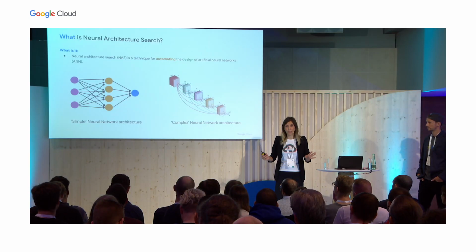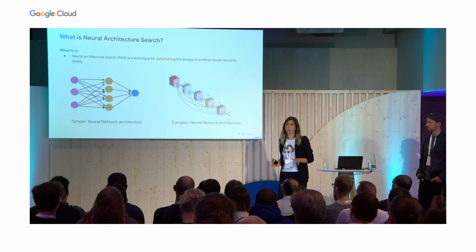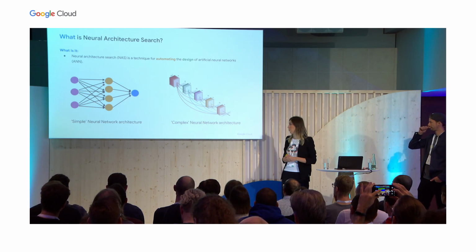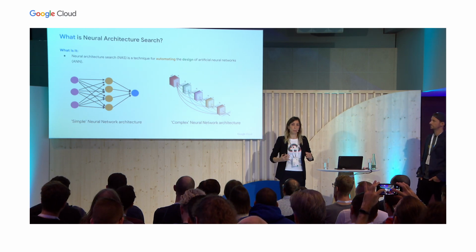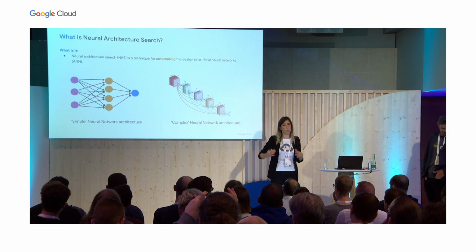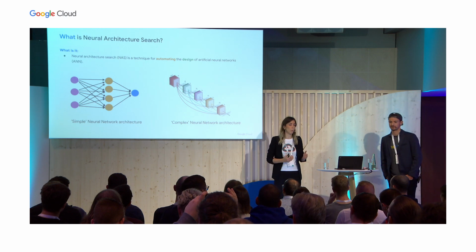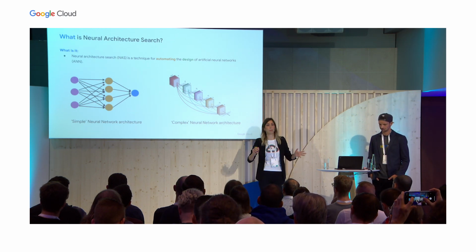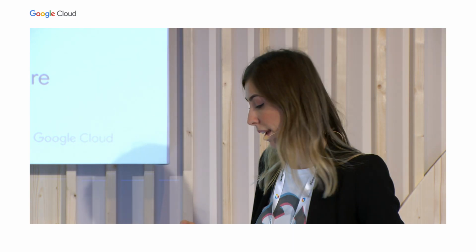So what is it? It's basically a technique for automating the design of artificial neural networks. As mentioned, they can go from very simple architectures, but more often, especially for some complex use cases, such as autonomous driving, that can really be challenging in terms of, say, a 10-layer network. You can imagine how many different architectures we're talking about here that you can select from.